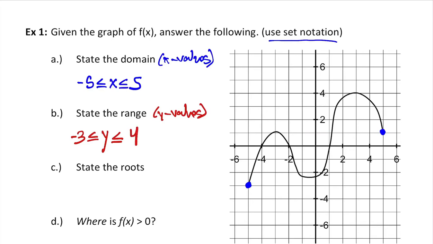State the roots. The roots are where it crosses the x-axis. So here's one, and here's one. That is it. There are 3 roots.